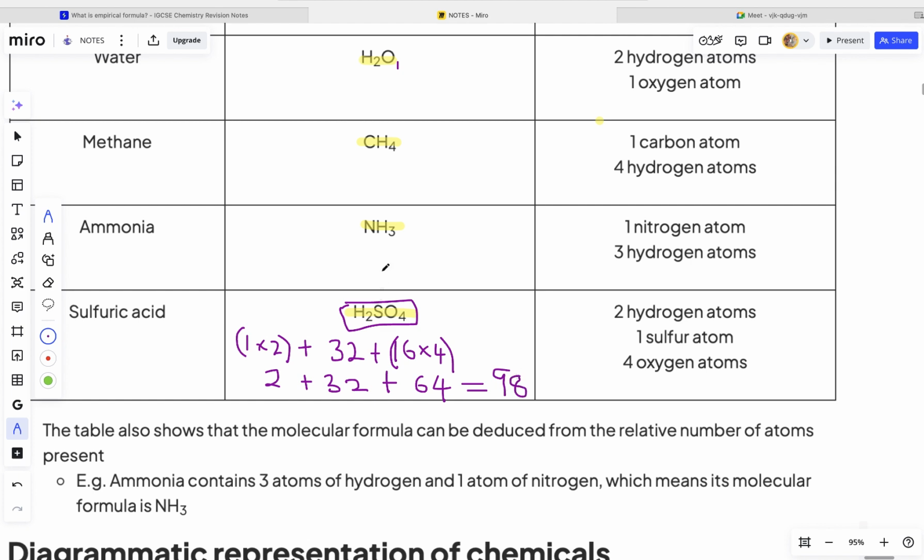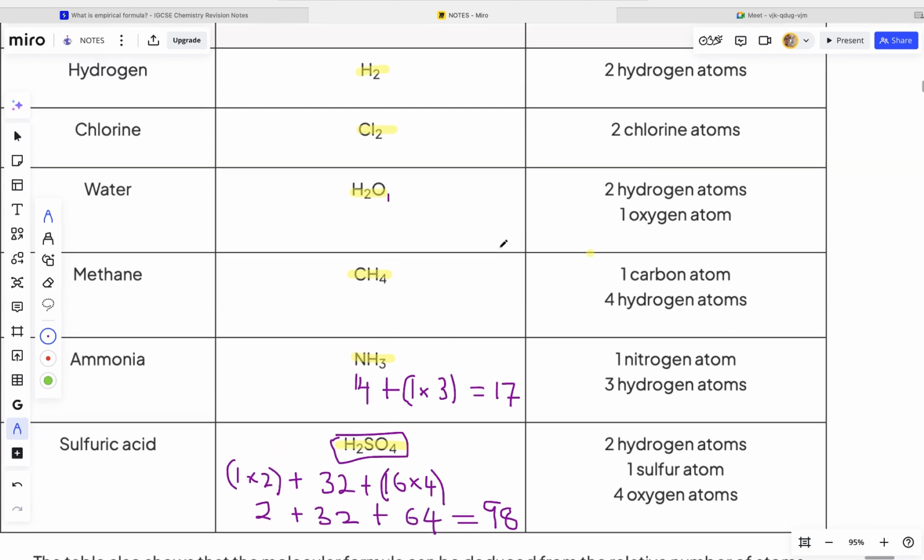Okay. Similarly, we can do this one. Nitrogen is 14, so we write 14 plus hydrogen is 1 times 3, which is 3. So 14 plus 3, eventually we're going to get 17. So for ammonia, the relative molecular mass will be 17. Similarly, every other one is the same.